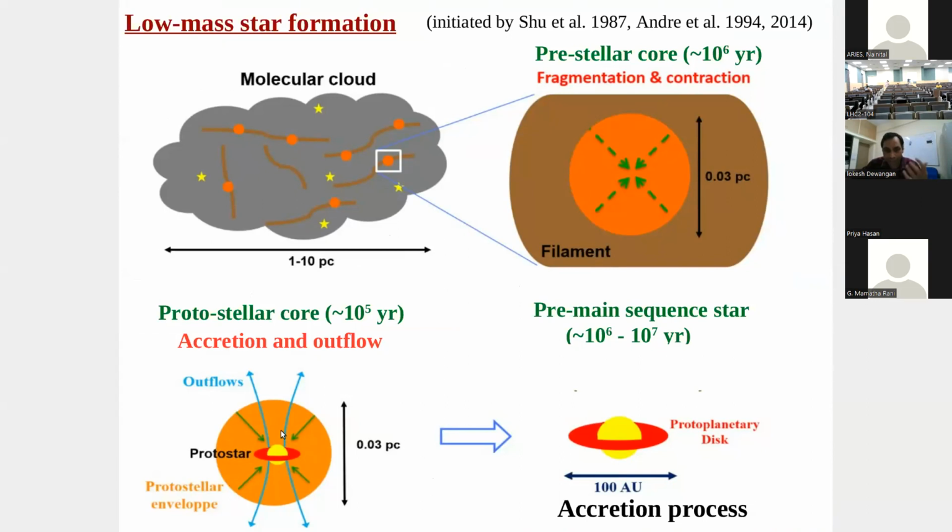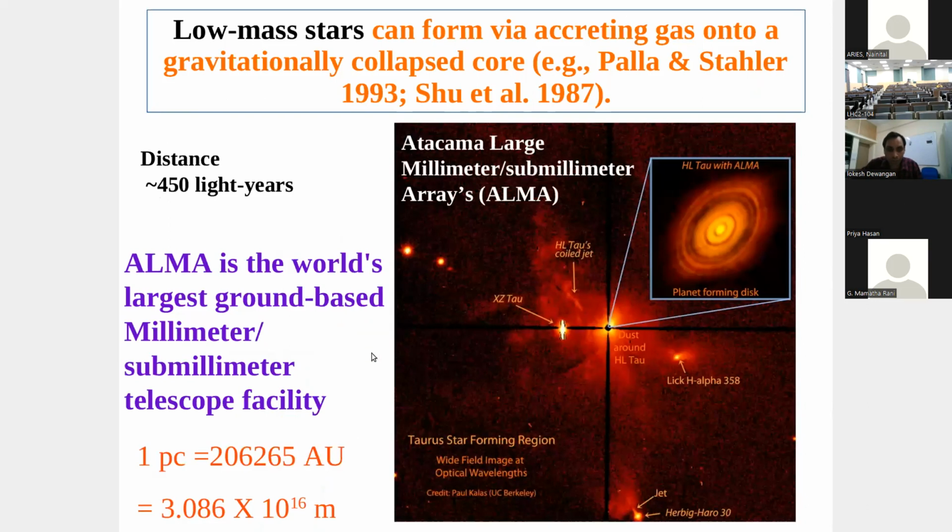In the accretion process, you have a signature of outflows and infalls. These are processes which are very well established for low mass star formation. So the signatures of accretion are the outflow, jets, and accretion disk. Here I am presenting one of the disc-like structures of a nearby low mass star forming region, HL Tau. This image is taken from the ALMA observatory. You nicely see there is a protostar surrounded by a disc-like structure. This is the signature of the accretion process.